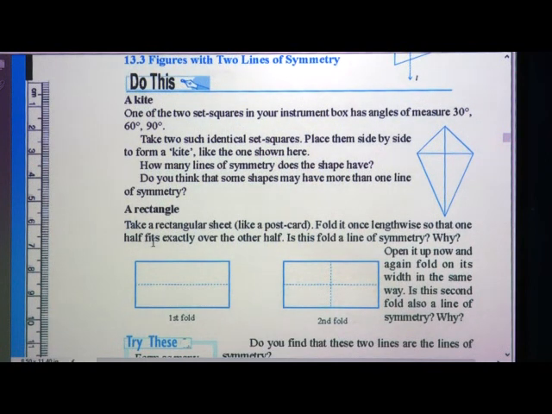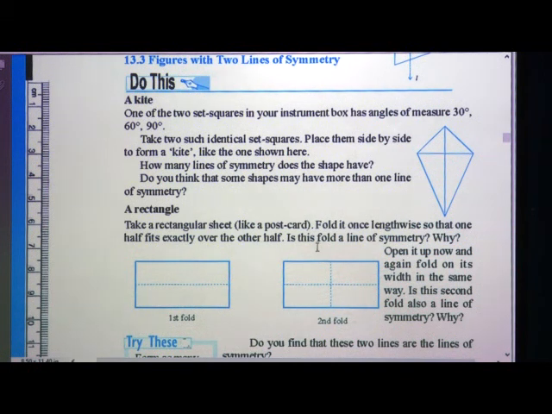Yes, take a rectangular sheet. We have to take a rectangular sheet and fold it once lengthwise, so that one half fits exactly over the other half. Is this fold a line of symmetry? Why? Open it up. When we open it, we can see the paper is divided into two equal halves, and the folded part becomes the line of symmetry.